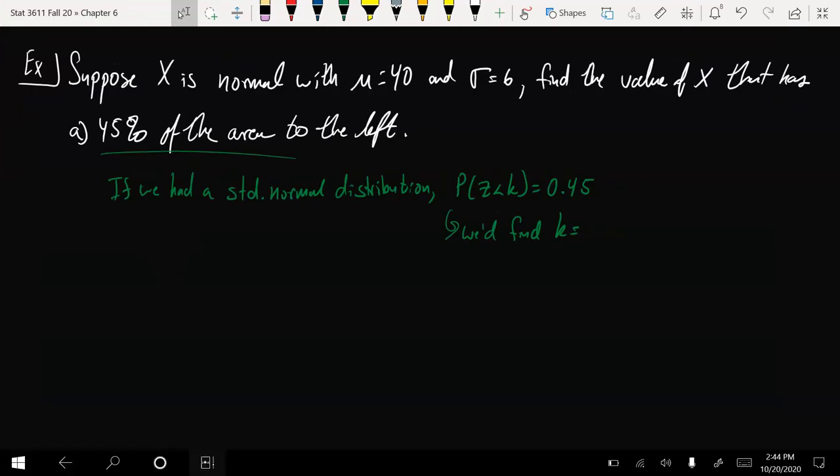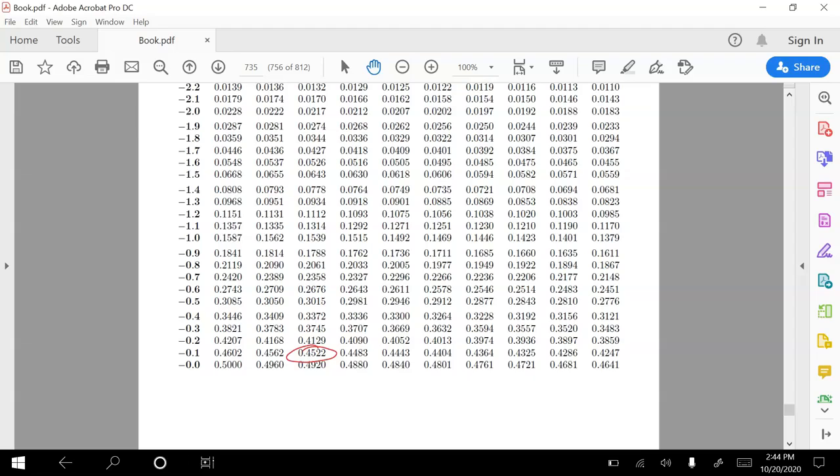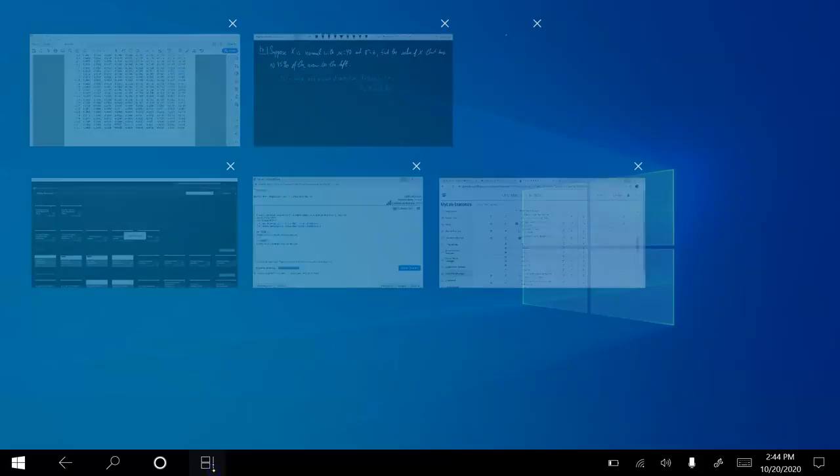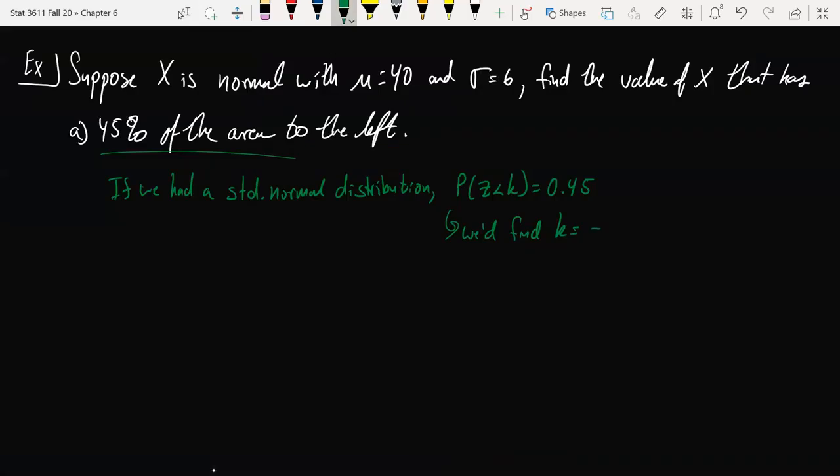Is that our closest value? Let me take a closer look here. 0.450. This is 22 10,000ths away. This is only 17. This is actually closer to 0.450 than that is. So I would maybe take the second value. This is actually closer, right? 0.4483 is actually closer to 0.45 than 0.4522. So that's negative 0.13. Let's go with that. Negative 0.13. Okay, there we go.